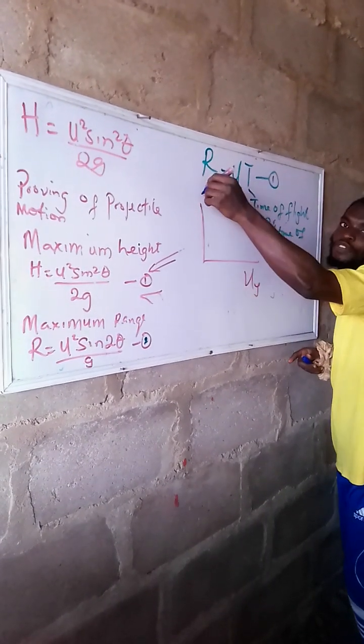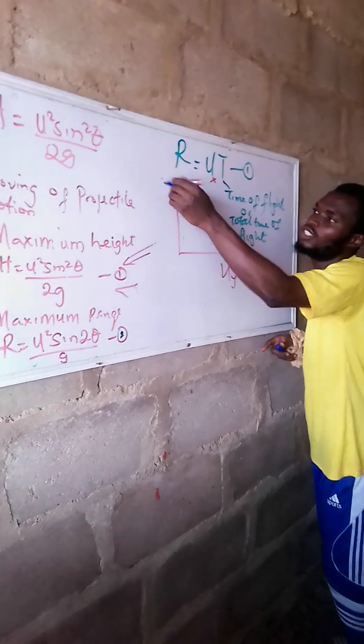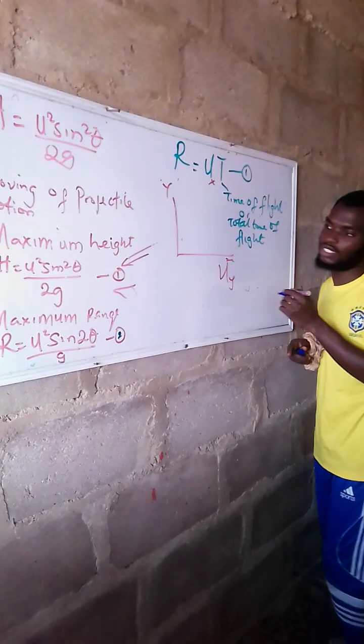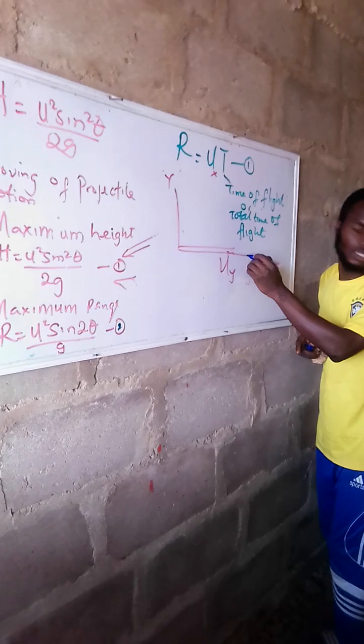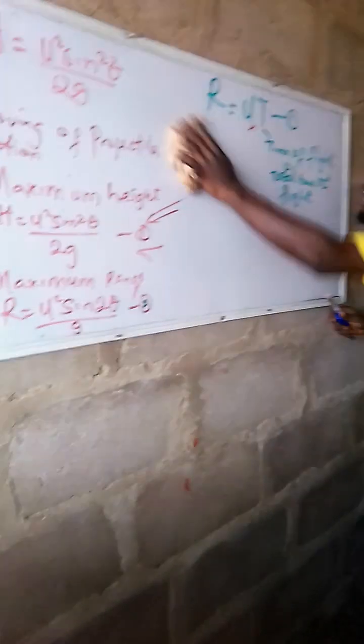This is how our diagram looks. In physics graphs, as we explained in our previous lesson, this is the Y axis, this is the X axis. The range is on the X axis. That is why we make it U_x, U on the horizontal axis. Are we together? So I hope you get that.